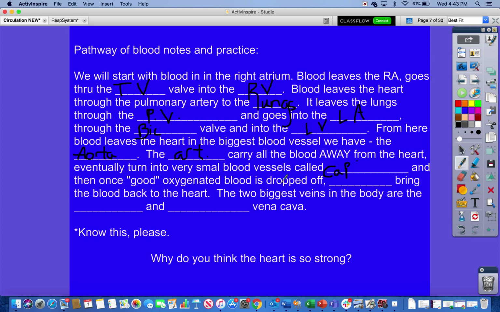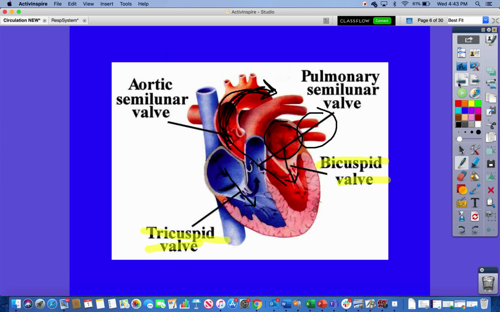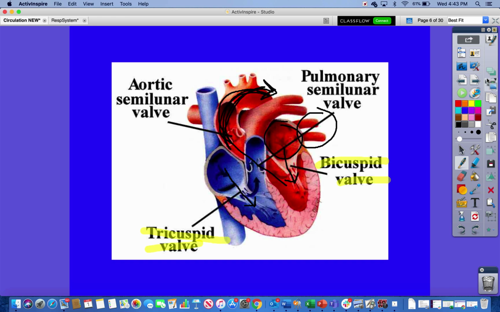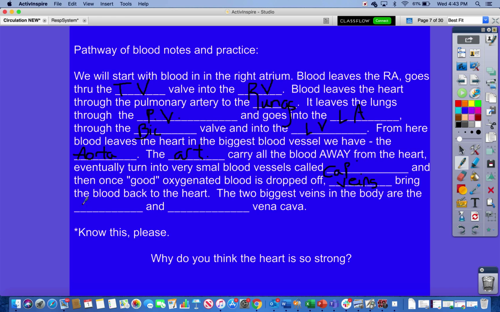After we've dropped off that oxygenated blood, we're going to pick up carbon dioxide, and those veins are going to bring that carbon dioxide and the deoxygenated blood back to the heart. It's going to eventually lead to the two big vena cavas, which I showed you in this picture here, the superior vena cava and the inferior vena cava. So that's what we should have for this, is superior and inferior vena cava, S and I. So I want you to know this information and be able to go through that pathway of blood. So again, you can go back, pause, practice this, do this however you'd like, but know this.